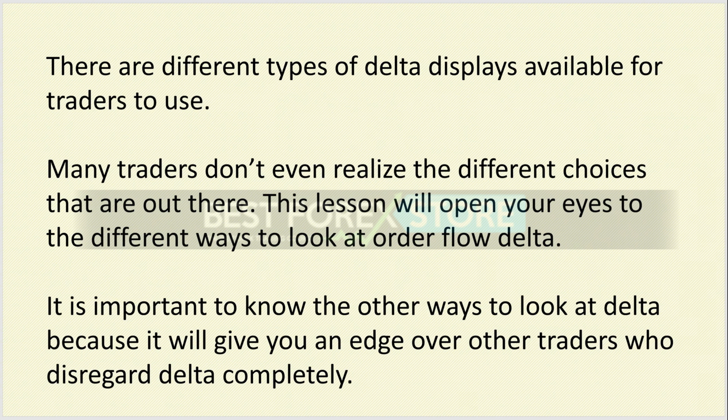And there are different types of delta displays available for traders to use. And this is important because not a lot of traders realize that they have these choices. And this lesson will open your eyes to the different ways you can look at order flow delta. Now, it's important to know the other ways to look at delta because it's going to give you an edge over other traders who disregard delta completely or maybe just look at the final delta number. And there are other forms of delta analysis that can be done when you take the other information that's available with delta.